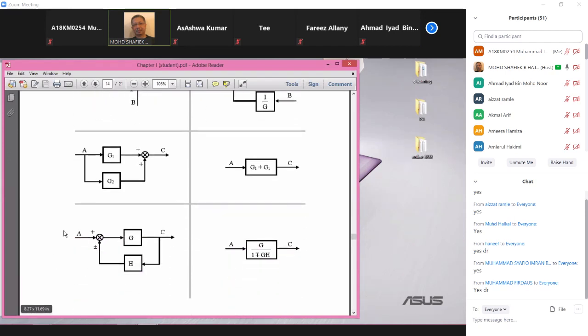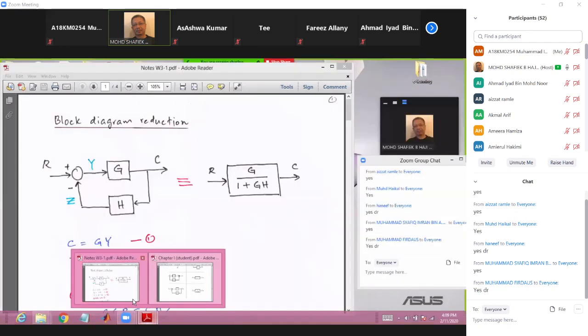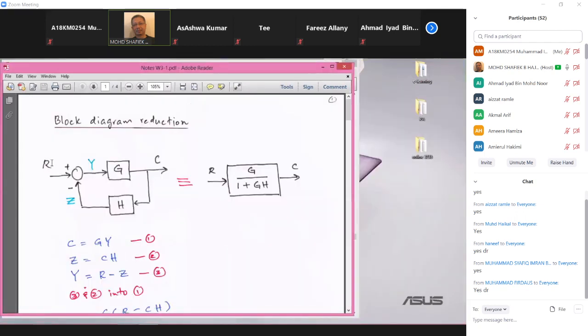Every time you see this feedback loop, you can replace it with this equivalent block diagram. I'm going to explain further here. This is where I missed my magic whiteboard, but don't worry about it. I have pre-written my notes. Now, imagine that this is our whiteboard.